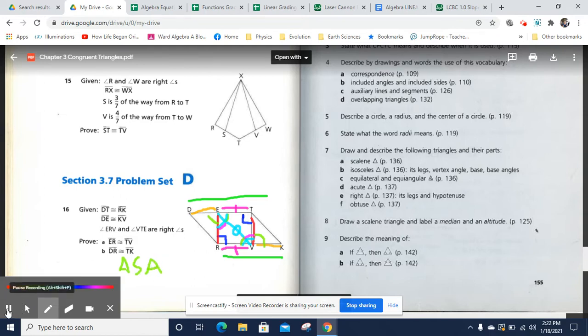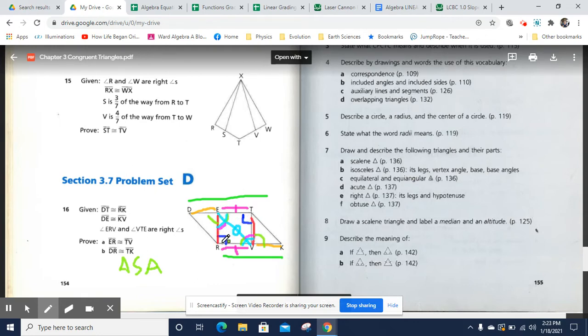And the next, I'm going to go on to chapter 4 and talk more about detours. Just to recap, what I had to do to prove ER and TV were congruent was to create, by drawing an auxiliary line, a detour to prove that these two triangles are congruent. So I could use CPCTC to prove those sides are congruent.